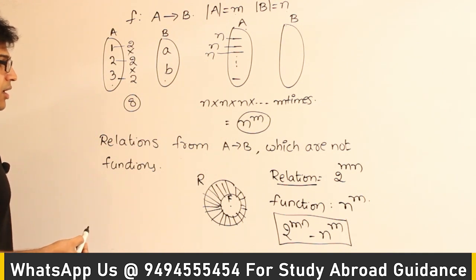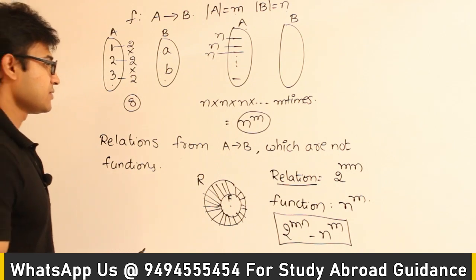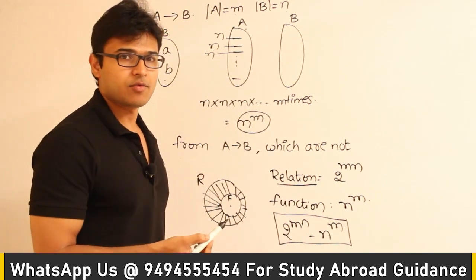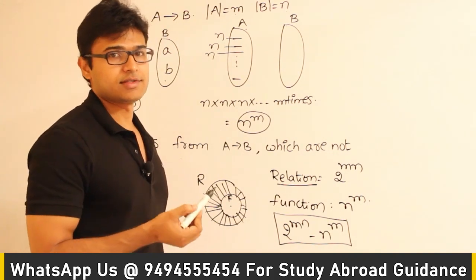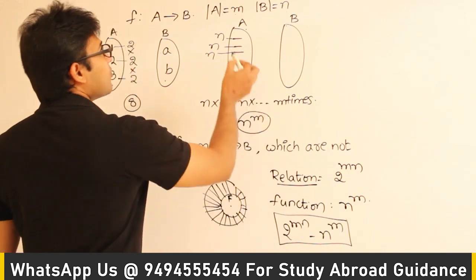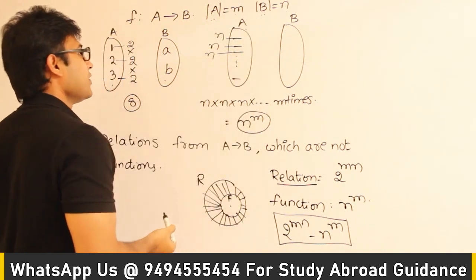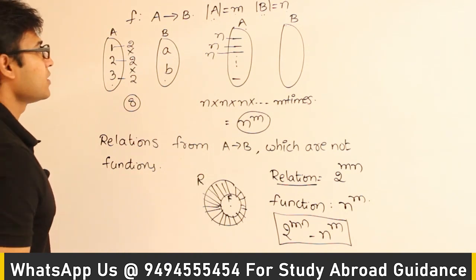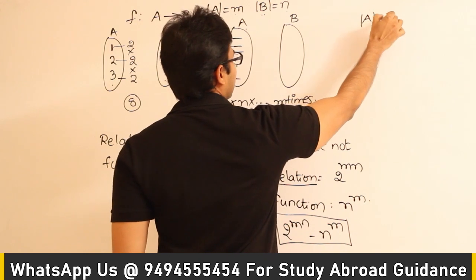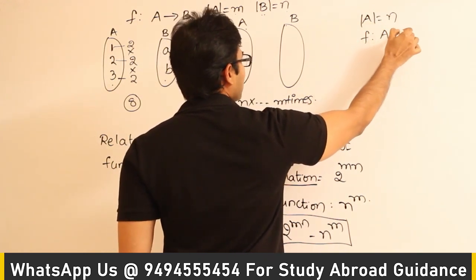Got it? Okay, so this is all about two different sets. What if we are talking about the same set, which means the relations or the functions which are defined on the same set? In that case, both these sets will be A itself, and the number of elements will be the same. Let us assume that the number of elements in the set A is n. Now we are talking about functions or relations from A to A itself.